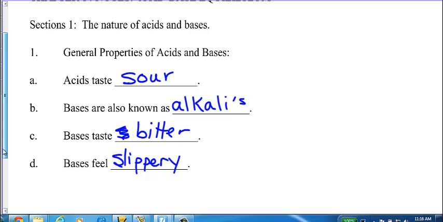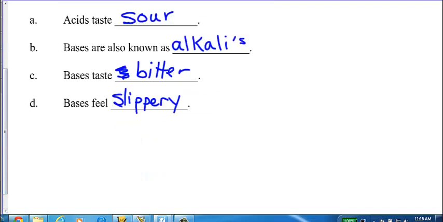One of the things students don't recognize is that concentrated acids are very bad for you. They're caustic. Bases are also very bad. Concentrated base does as much damage, if not more, than a concentrated acid. So bases are just as bad for you as acids are.